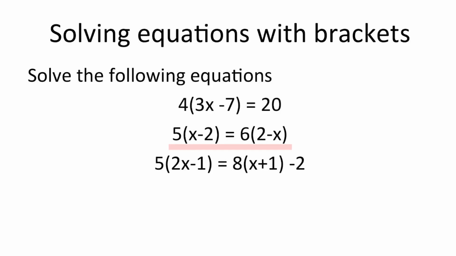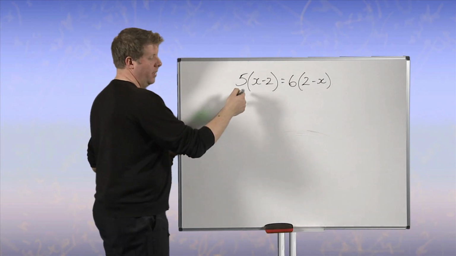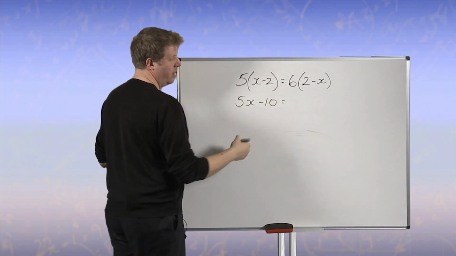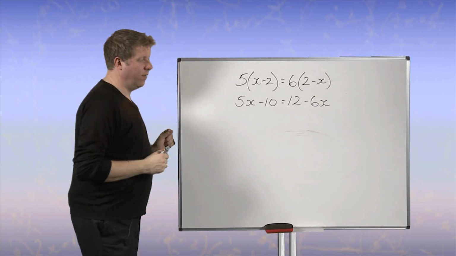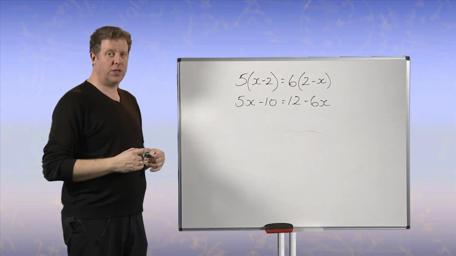Another example, this time with brackets and unknowns on both sides. So it's kind of incorporating the two things that we've just seen. So 5 lots of x minus 2 equals 6 lots of 2 minus x. So before we do anything else, we're going to multiply out both sets of brackets. Left-hand side is going to give me 5x minus 10. Right-hand side, 12 minus 6x. So now I've got an equation with x's on both sides.